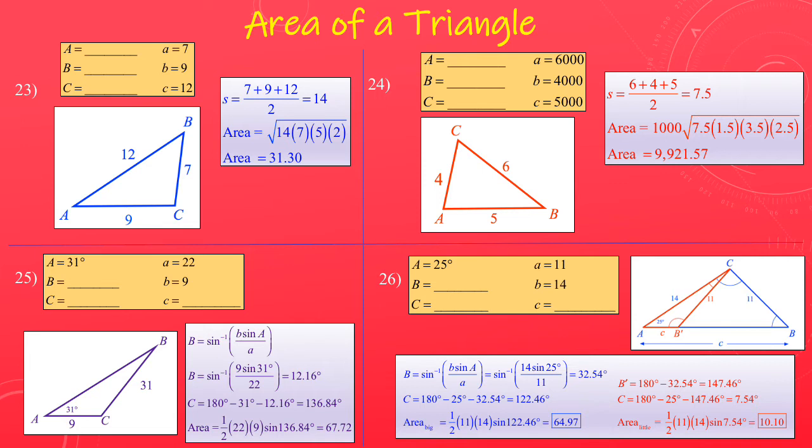To solve for the little triangle in red, we get angle B prime is 180 degrees minus 32.54 degrees, or 147.46 degrees. We can then get angle C to be 180 degrees minus 25 degrees minus 147.46 degrees, or the very small 7.54 degrees. So the area of the little triangle will be 1/2 times 11 times 14 times the sine of 7.54 degrees, or 10.10.